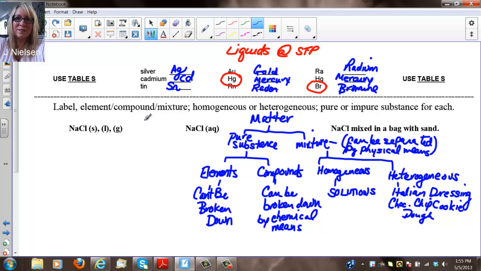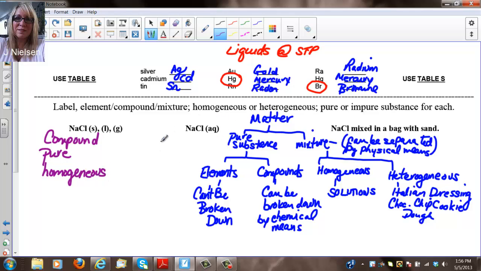So now that we have some understanding of that, let's go back and look at what we have. So we have NaCl, solid, liquid, and gas. Well, first of all, we know NaCl is a compound, and we know that compounds are pure, and we know that they're homogeneous. They're consistent throughout. So if I have water, H2O, it's a compound, it's consistent throughout.